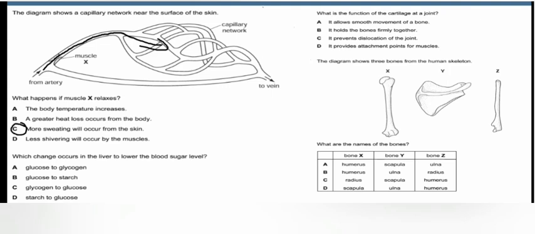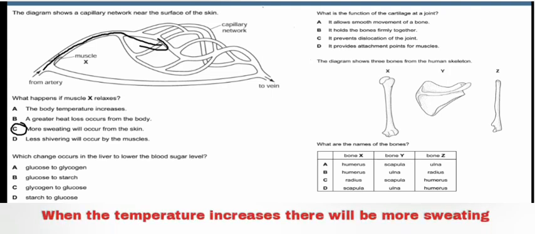C. So to answer this question, you need to be very, very careful. Why are we saying C? When your body temperature rises, you're going to find that more sweat will occur from the skin. Now that one can occur only when the muscle at X relaxes.